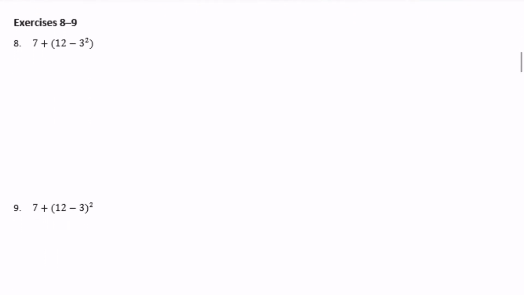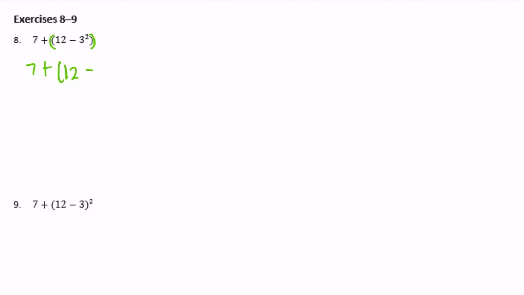Okay, let's keep solving. 7 plus, in parentheses, 12 minus 3 to the second power. So first we have grouping, which would be here. So I'm going to do 7 plus, but within the grouping, we need to do the exponents. So 12 minus 3 to the second power is 9. So now I'm still going to stick with what's in the parentheses. So 12 minus 9 is 3. So we get 10.